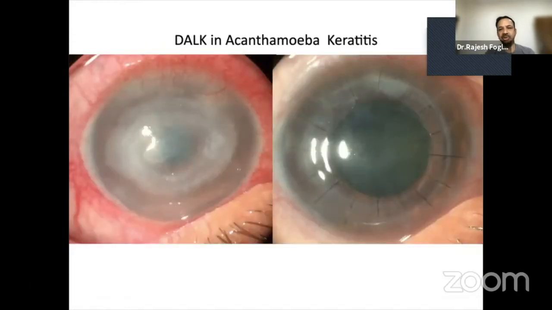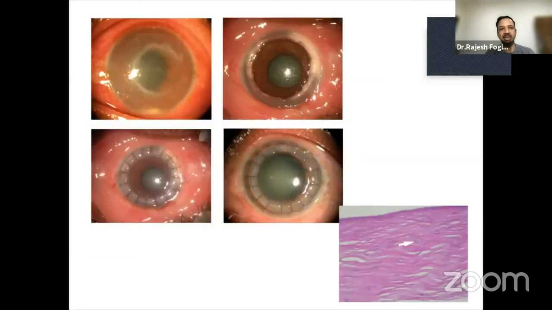You can see there is good resolution, but the medical therapy has to be continued post-operatively because there will be some residual infection left behind. And if you don't give the anti-amoebic therapy, the chances of recurrence can be high. This is another case of non-responding acanthamoeba keratitis that was successfully managed using DALK.